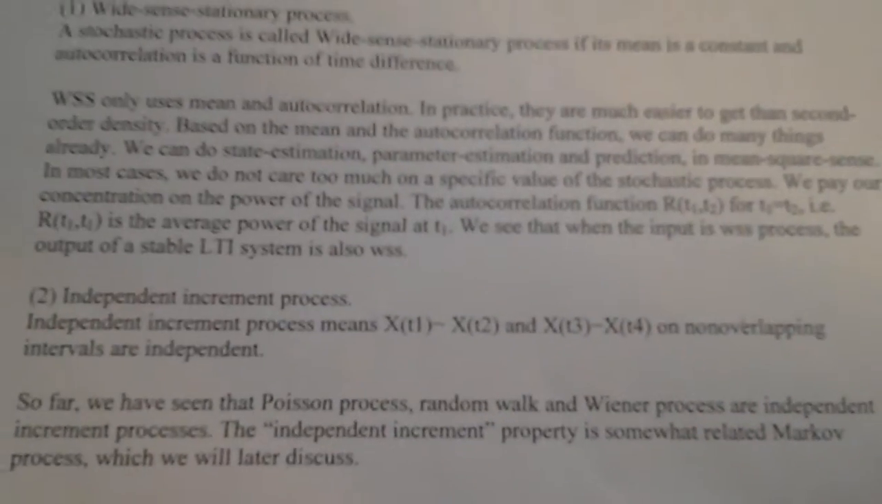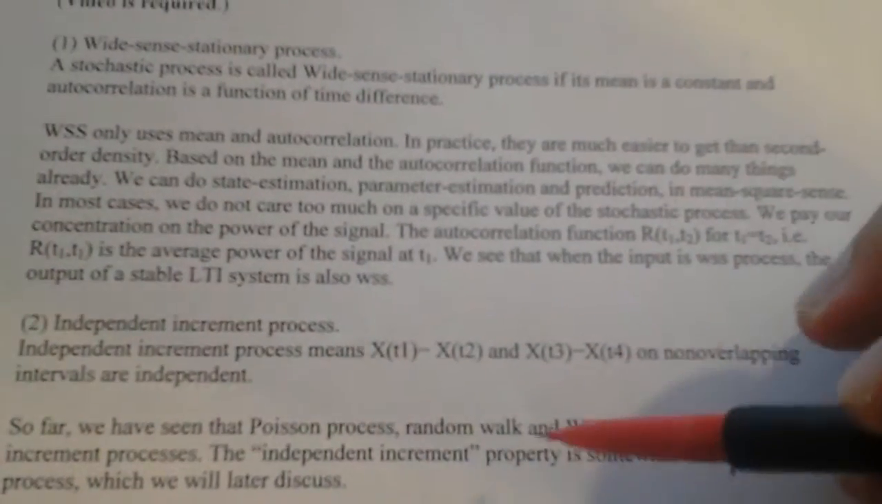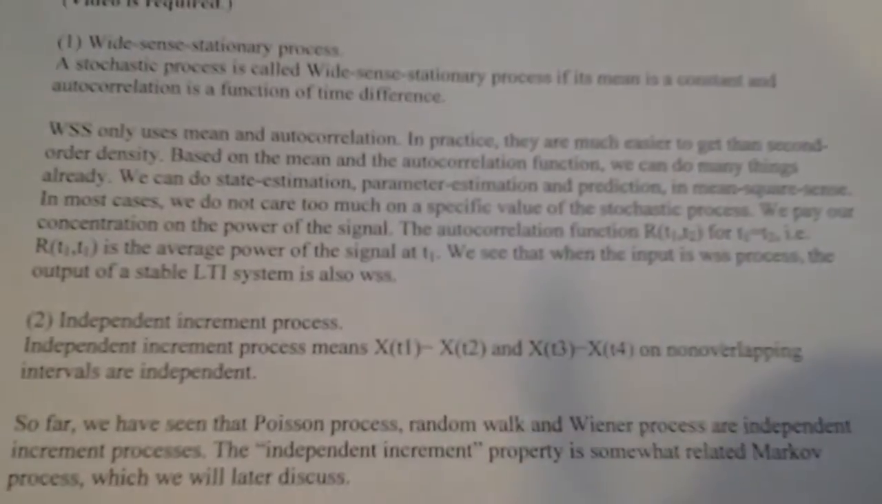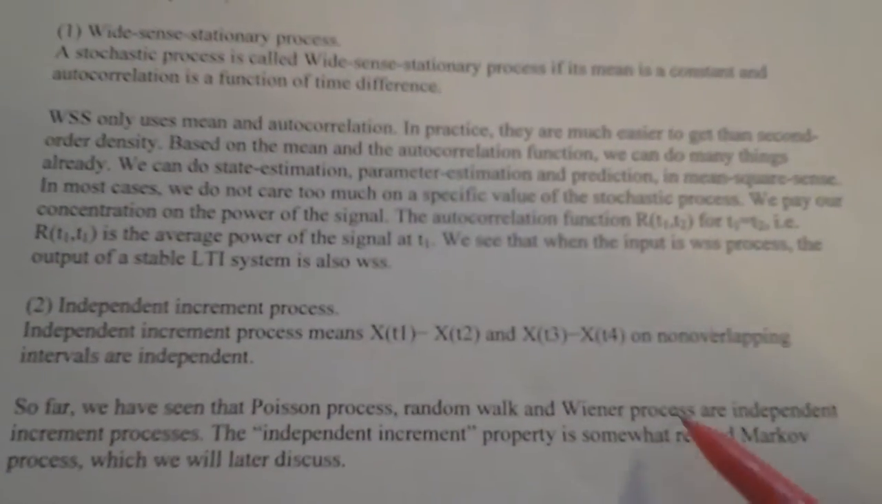We actually have seen that before. We can apply this term. We've seen it in Poisson process. We saw it in random walk. We see it in Wiener process. Like I say here, it's important for Markov, which we'll discuss later.